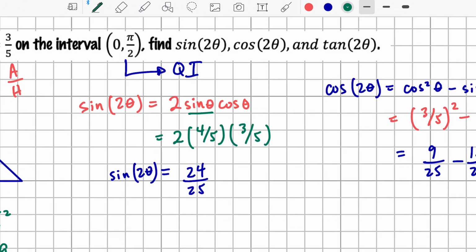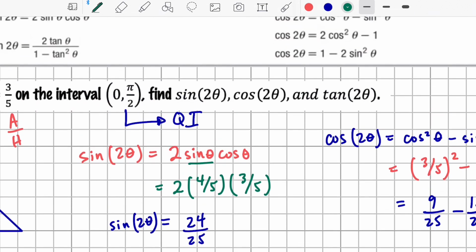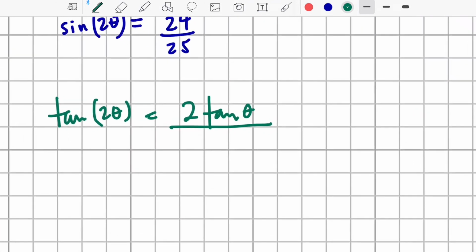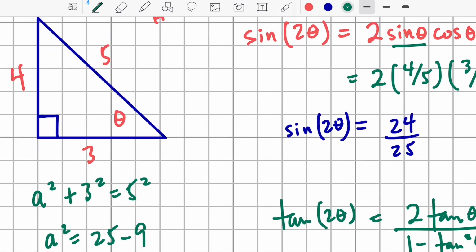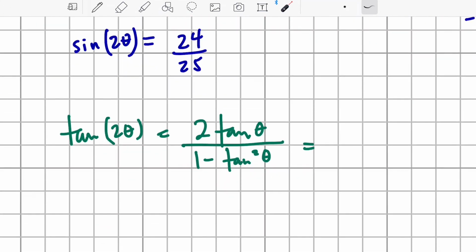Finally, we're going to find tangent 2 theta. So tangent 2 theta equals, let's look at the identity. It's 2 tangent theta over 1 minus tangent squared theta. So here we go. If I look at the triangle, tangent is opposite over adjacent. So again, opposite over adjacent, 4 over 3. So tangent theta is 4 over 3.